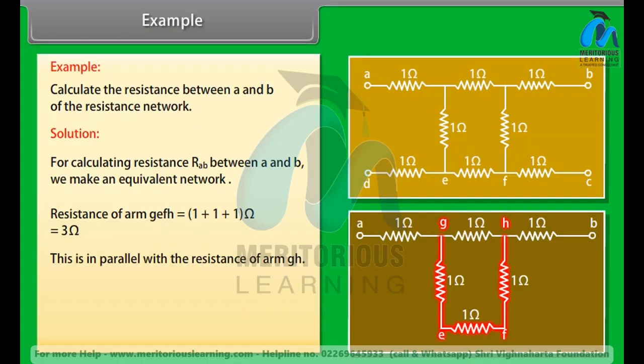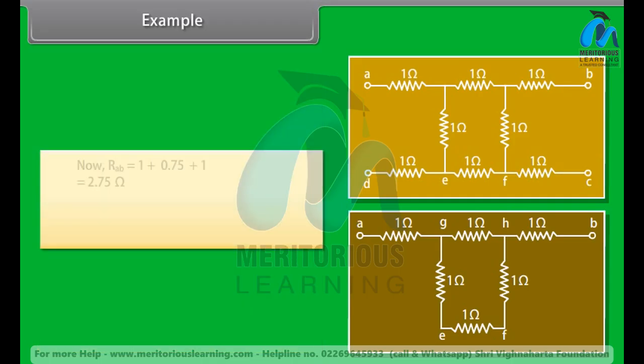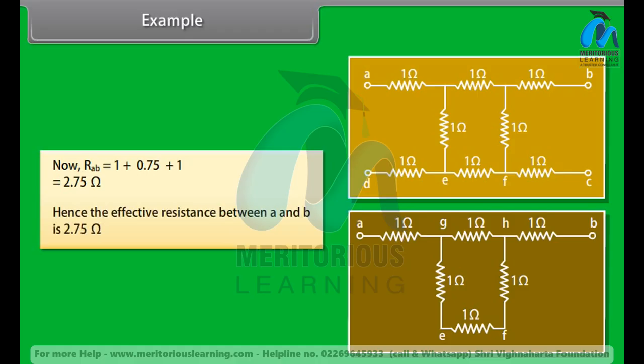This is in parallel with the resistance of arm GH. So, the effective resistance between G and H is equal to 0.75 ohm. Now, RAB is equal to 1 + 0.75 + 1 = 2.75 ohm. Hence, the effective resistance between A and B is 2.75 ohm.